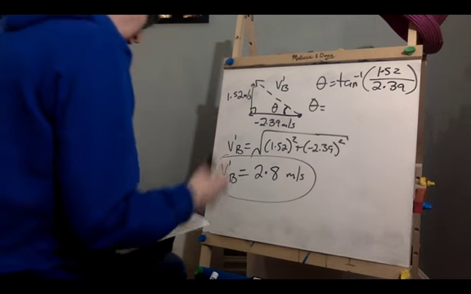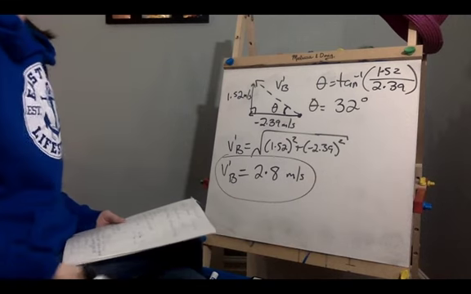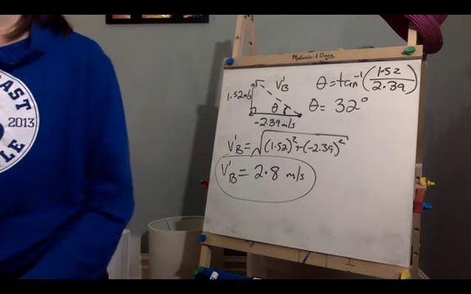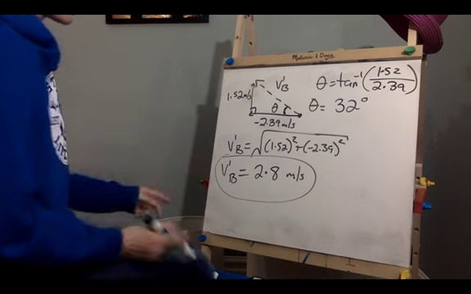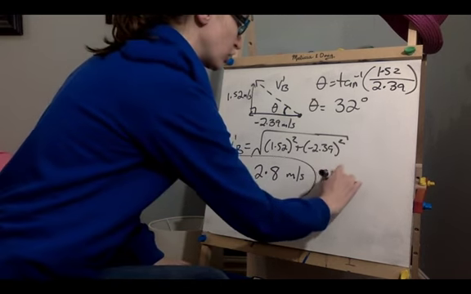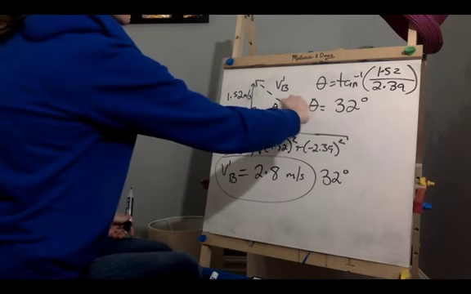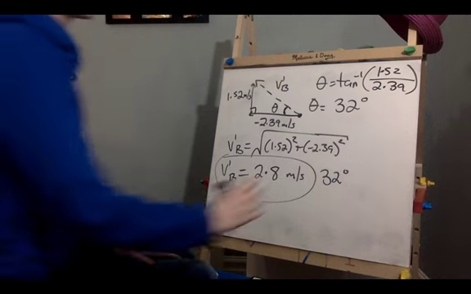You do that, you get a value of 32 degrees. All right, so our final answer is that the golf ball heads off with a velocity of 2.8 meters per second, 32 degrees. So it was here, and now it's gone 32 degrees clockwise from its original position.